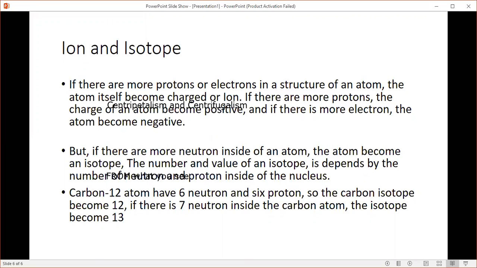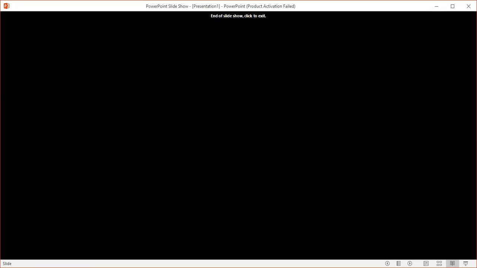So carbon is one of the elements. Carbon 12 atom has 6 neutrons and 6 protons. So the carbon isotope becomes 12 because 6 plus 6 is 12. If there are 7 neutrons inside a carbon atom, the isotope becomes 13. You guys understand? Because 7 plus 6 is 13. Okay. Yep, that's all from me.